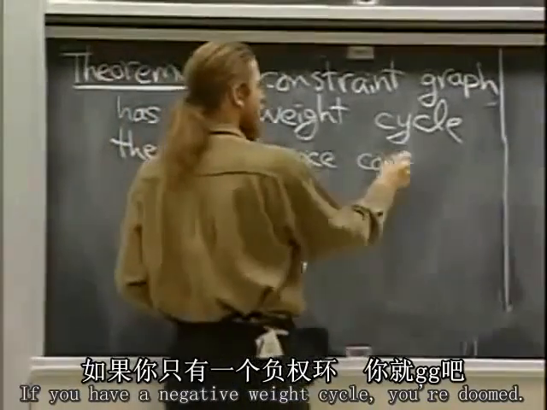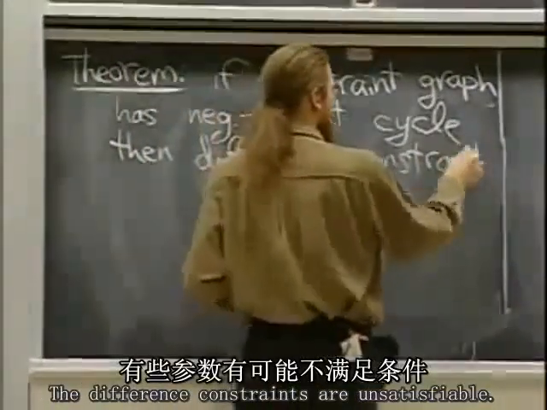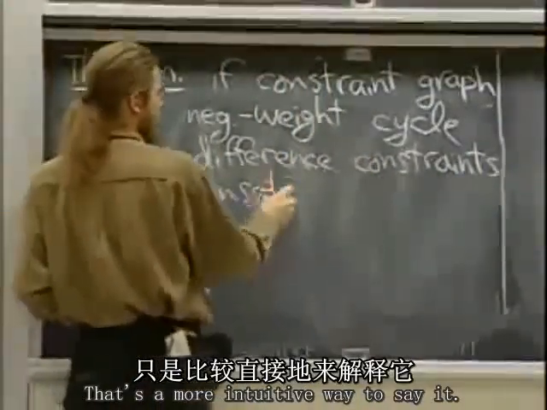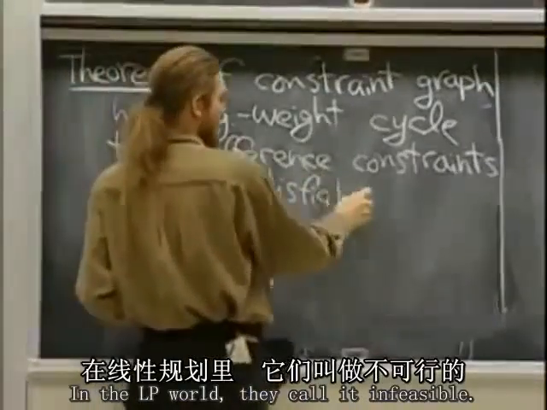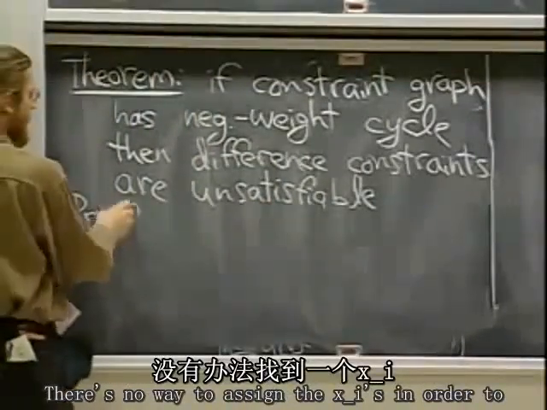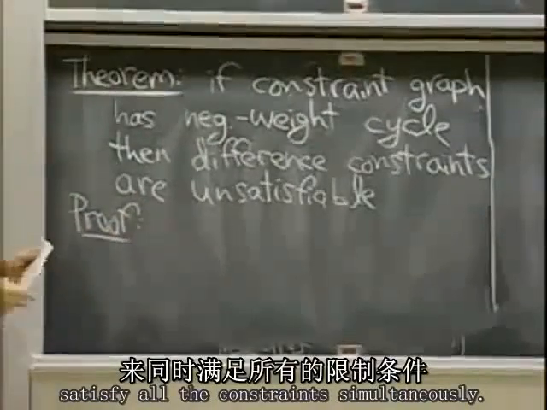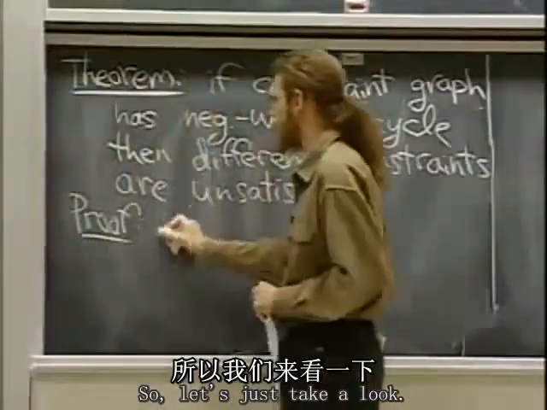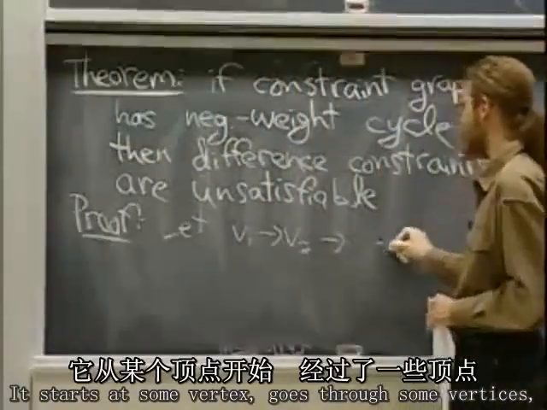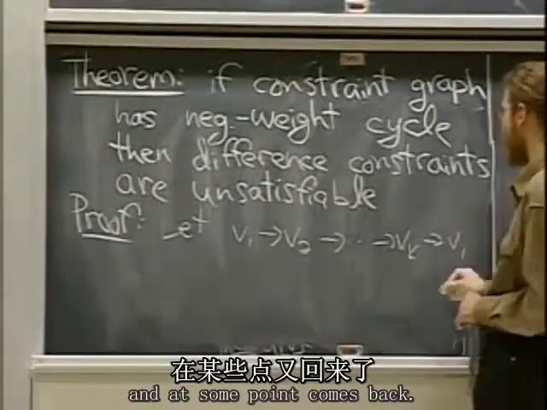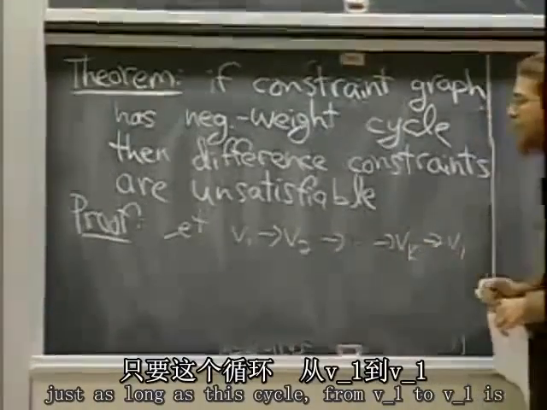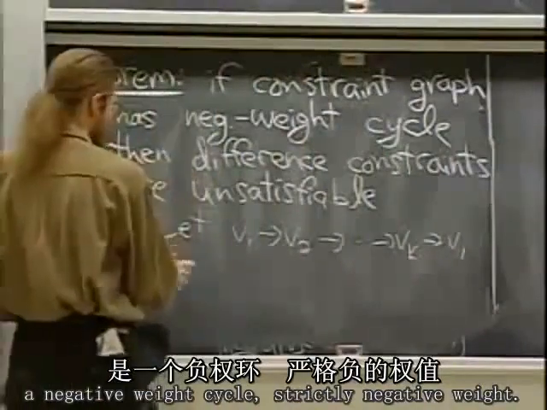If you have a negative weight cycle, you're doomed. The difference constraints are unsatisfiable. That's a more intuitive way to say it. In LP world, they call it infeasible. But unsatisfiable makes a lot more sense. There's no way to assign the xi's in order to satisfy all the constraints simultaneously. So, let's just take a look. Consider a negative weight cycle. Starts at some vertex, goes through some vertices, and at some point comes back. I don't care whether it repeats vertices, just as long as this cycle from V1 to V1 is a negative weight cycle. Strictly negative weight.